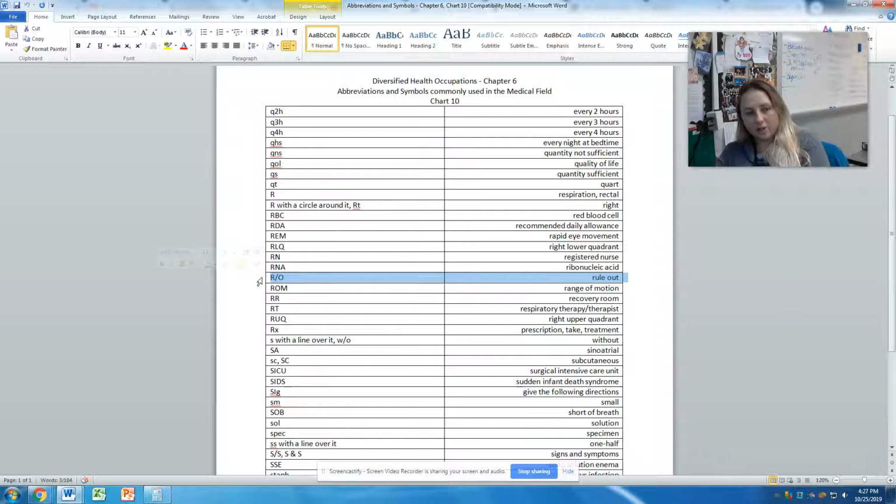RO, this is R/O, both uppercase. This is rule out, right? If you go into the hospital with abdominal pain, okay, your doctor is going to go through a process of ruling out what it's not going to be. And they're going to rule out the more severe, life-threatening conditions first. To rule out is to make sure that it's not a factor, right?